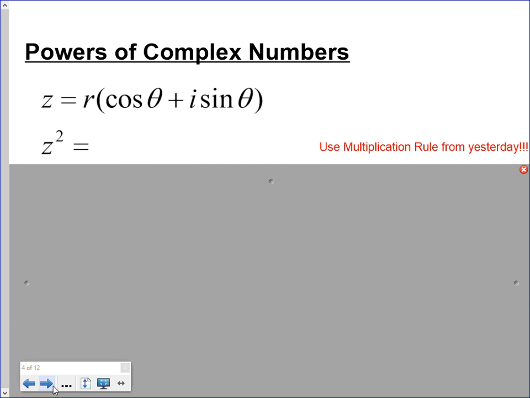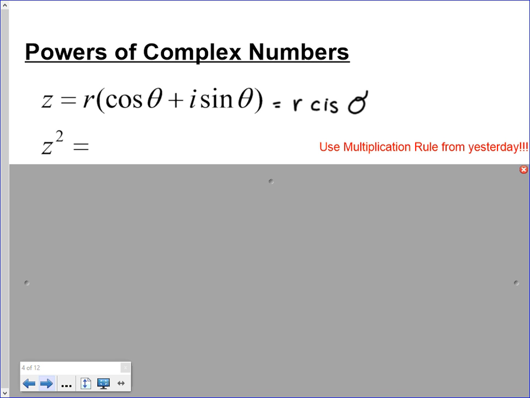I'm going to start with multiplying a complex number by itself, and we're going to see if we can uncover a pattern here. So I'm going to start with some z, some complex number equal to r cis theta. I have it written out on the screen as r times the quantity cosine theta plus i sine theta, but I'm going to abbreviate it as r cis theta from here on out.